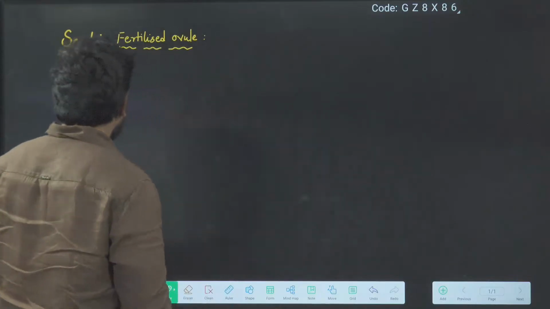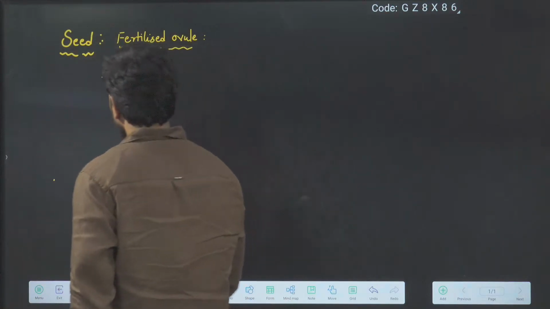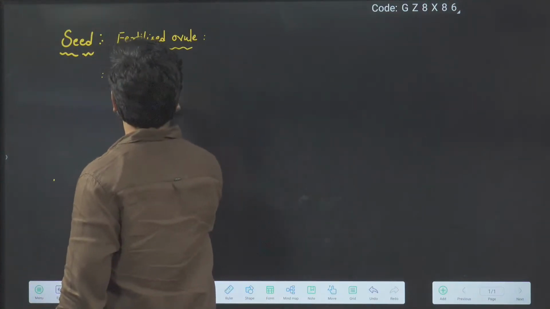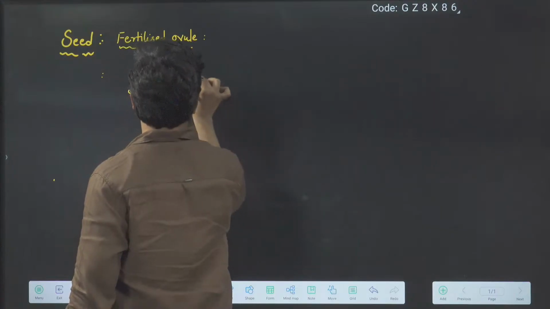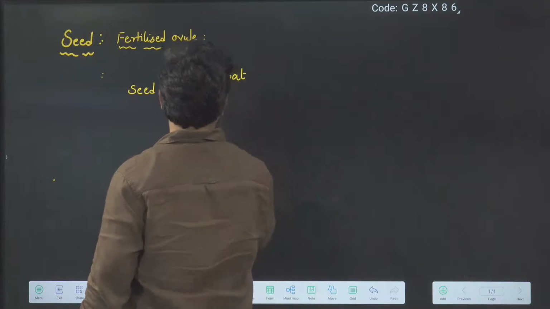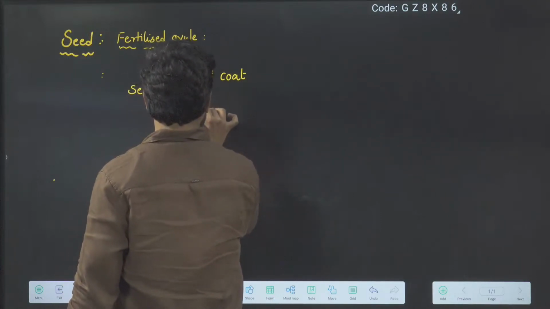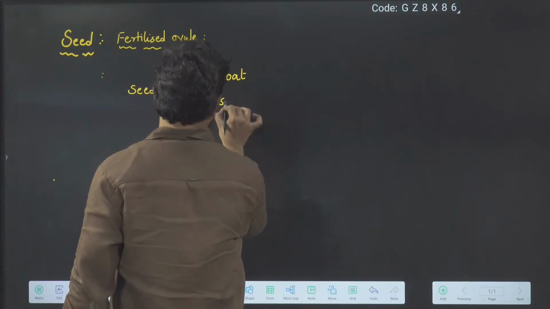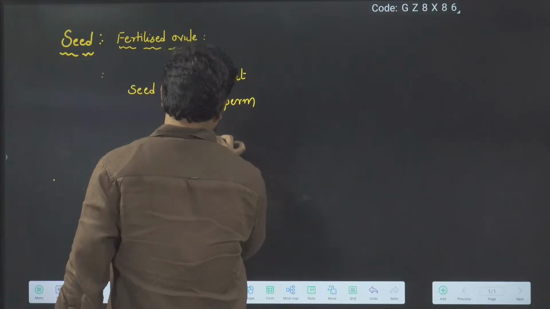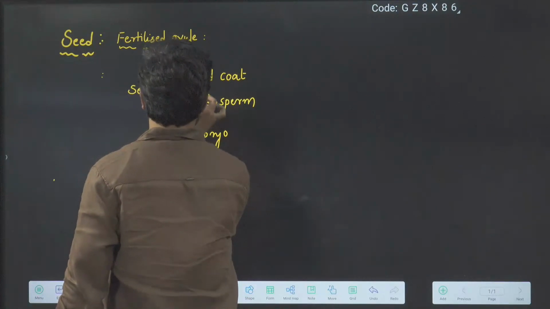Then come back. If you are talking about a seed, you said seed is a fertilized ovule. What are the parts a typical seed possesses? A seed possesses, first one, seed coat. Next one, a seed may possess endosperm. A seed may possess embryo. These are the parts a typical seed should have.